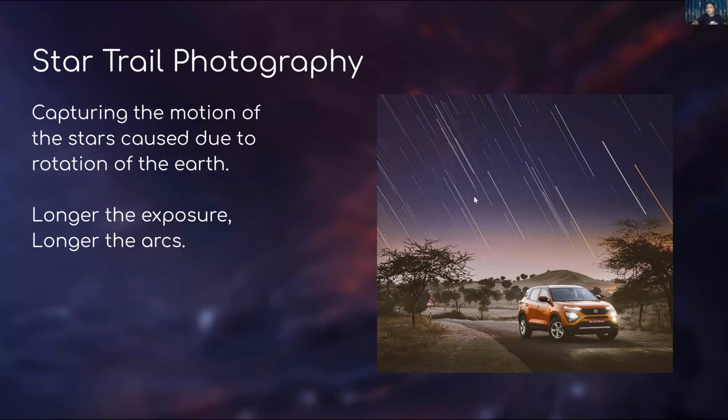In this picture what I have done is this image we have clicked in multiple parts. I took the foreground picture where the car is parked in the evening after the sunset. Then we waited till the nightfall, and we clicked multiple images throughout the night for the next 3.5 hours, and then we stitched it together to create this motion blur. So capturing the motion of the stars, it's a natural phenomenon, right? Our earth rotates, because of that stars move.